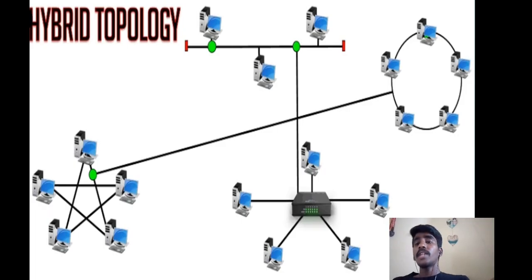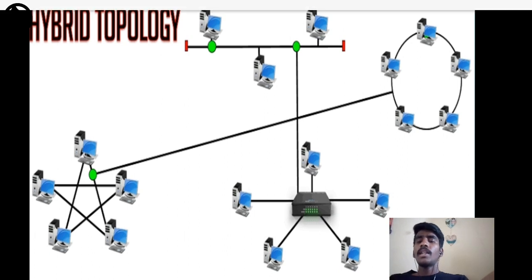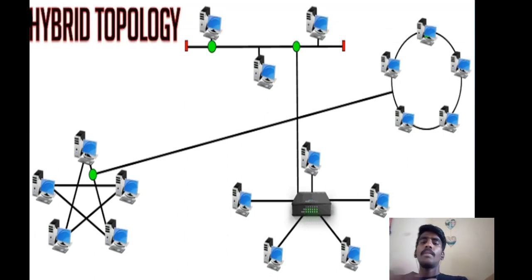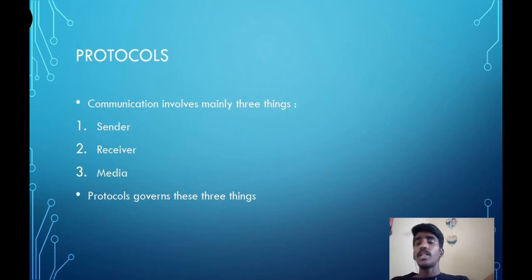Here's the fifth one, hybrid topology. We are all aware of the term hybrid, which is a combination of multiple things. Here we can see star, ring and mesh topology together with bus topology. So the combination of multiple topologies is known as hybrid topology. So we are done with topologies.